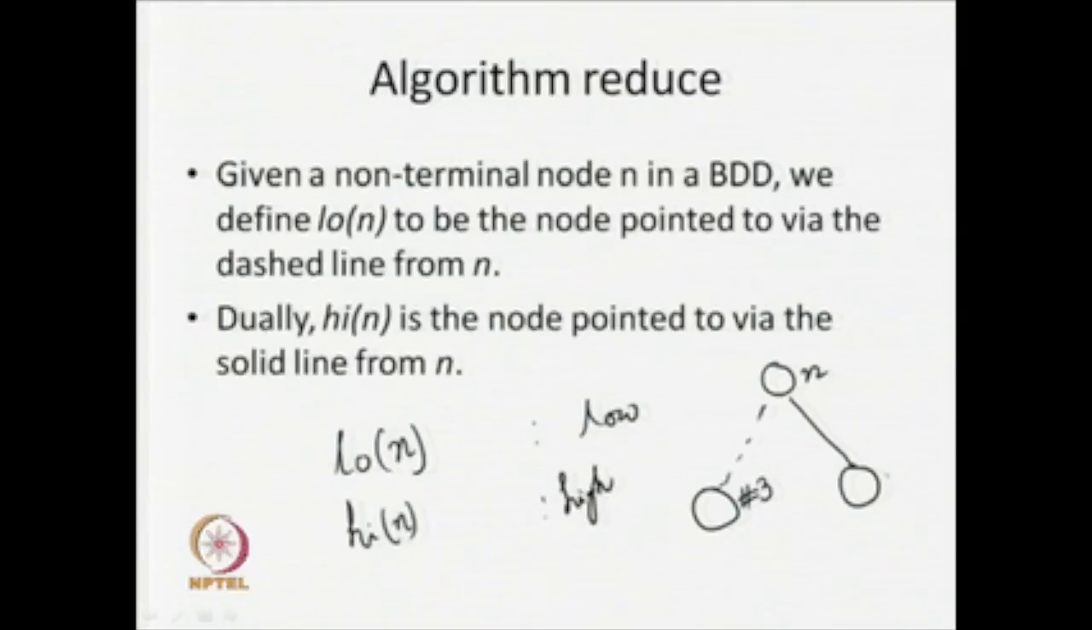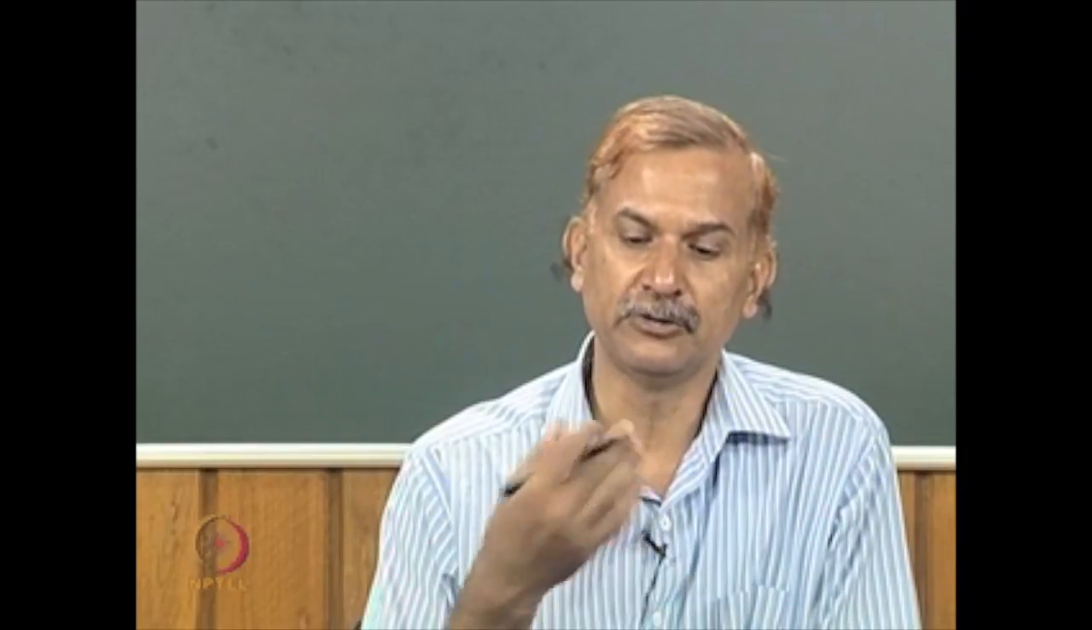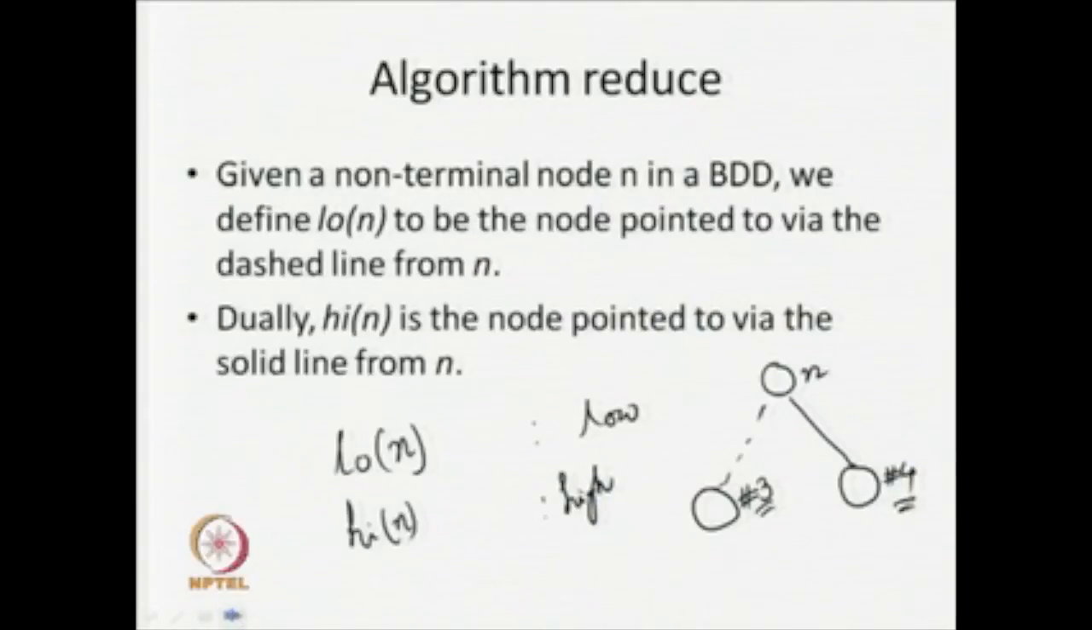In this particular case, the label of this particular node is 3 and the label of this particular node is 4. So, low of n is going to return this label 3, because it is low to be the node pointed to via the dashed line. So, it is pointing to this particular node. Similarly, high will return the value 4, because it is pointing to this particular node whose label is 4. So, basically low LO and high HI are two functions. They give me the node pointed by the dashed line and the node pointed by the solid line respectively. So, we are defining these two functions, and with the help of these we are going to construct this reduce algorithm. So, first task is to label each and every node.